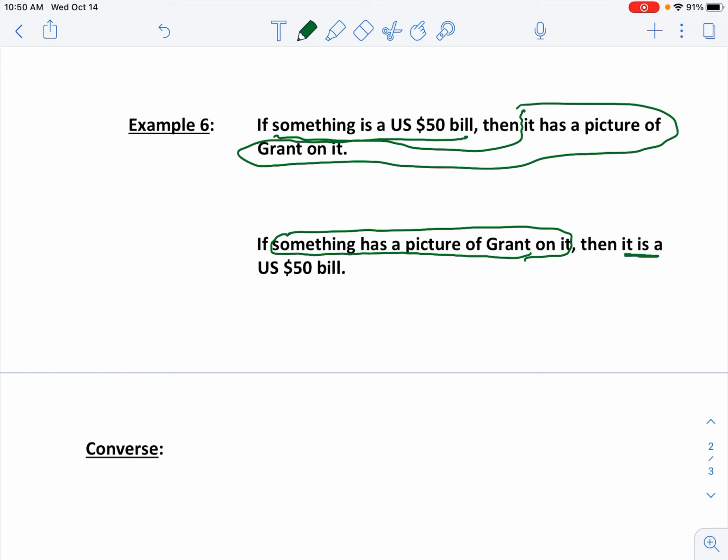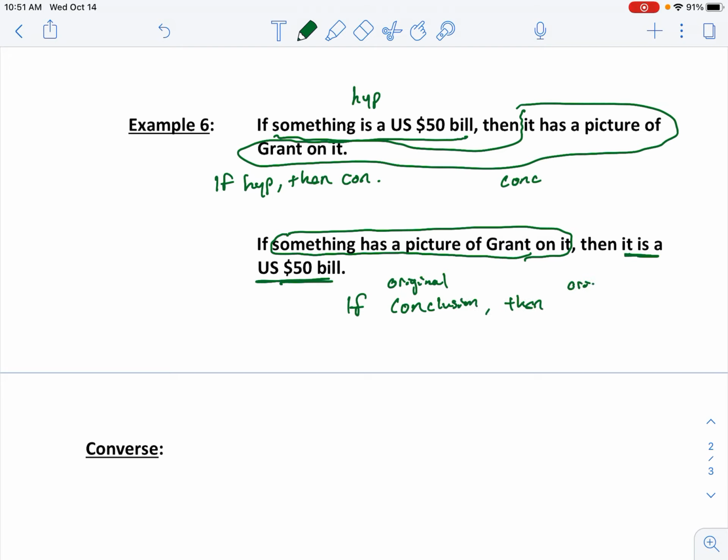Notice I'm switching up because that's exactly what they did. If I were to say this is my hypothesis, and then this is my conclusion, what they've done is they said if hypothesis, then conclusion, but they've switched it. They said if our original conclusion, then original hypothesis.